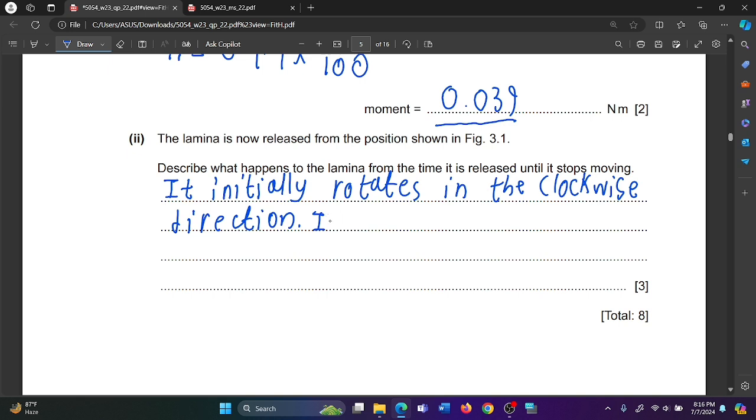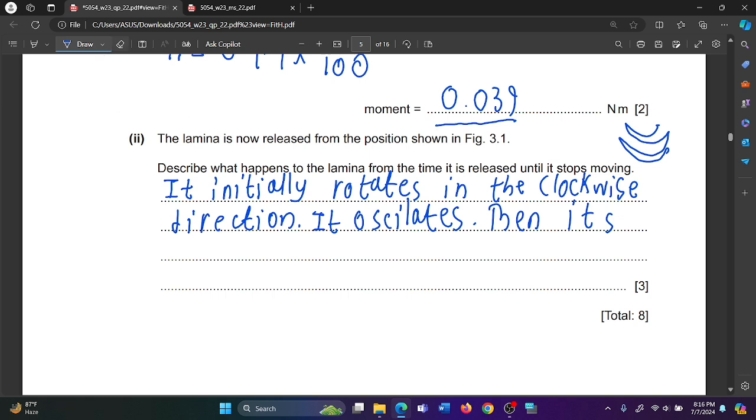So let's write the second point. The second point is it oscillates. That's it. It oscillates, which means it goes first this way, then that way, then again this way, then again that. This is what oscillation means. Okay. Then the third point is then it comes to a stop.